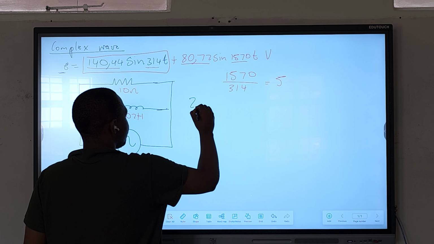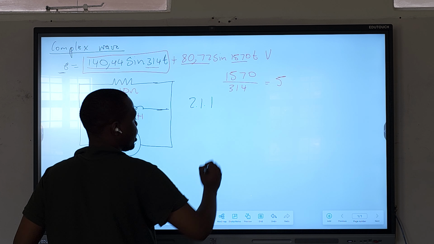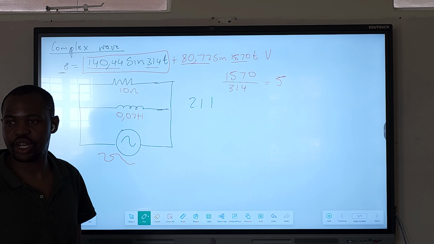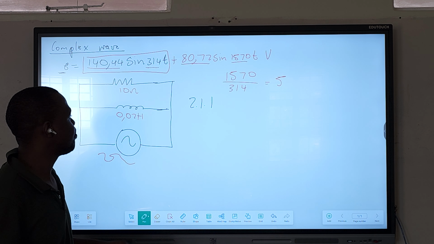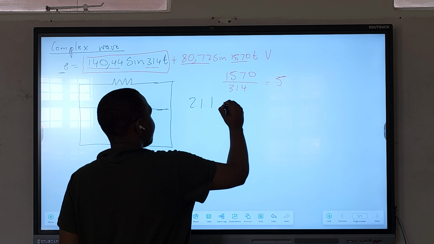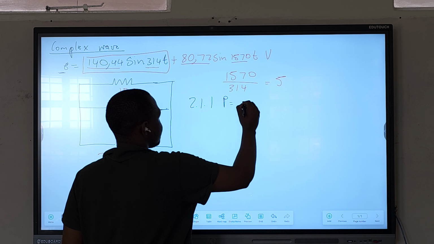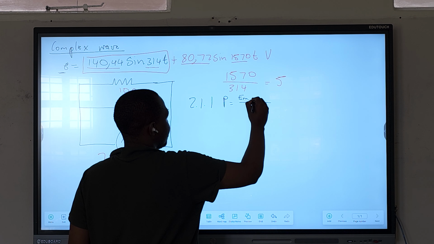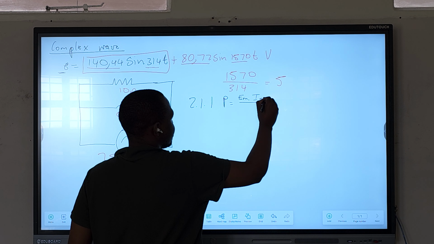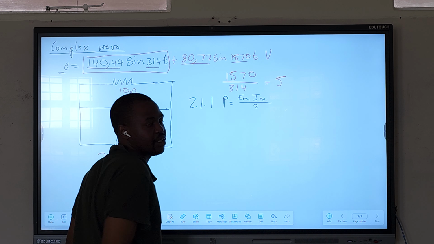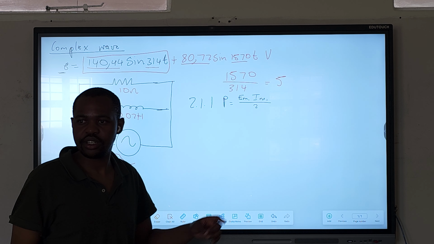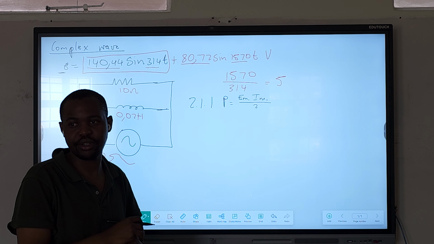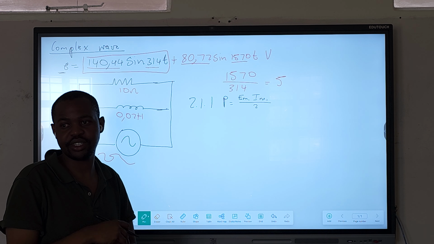Okay, so it's 2.1.1. They want us to calculate the power absorbed. If we want to calculate the power absorbed, we can use as formulas E max 1, I max 1 over 2. Yeah, I'm writing them all down.